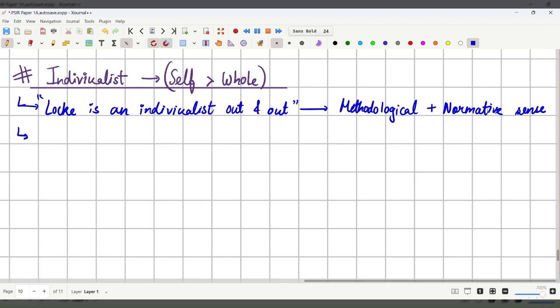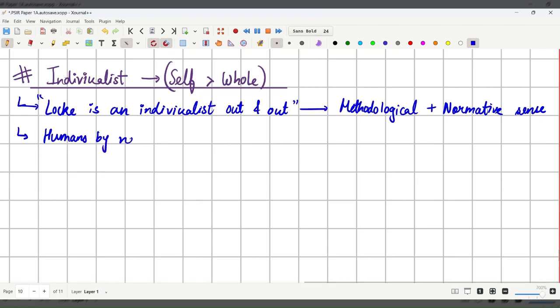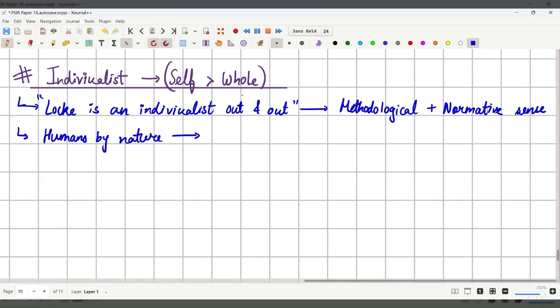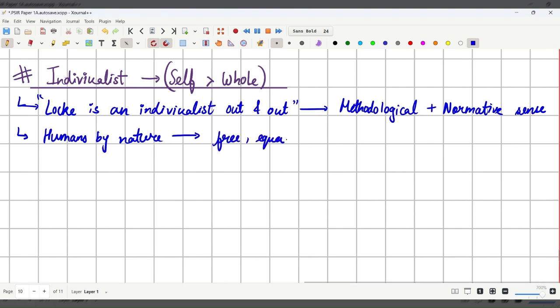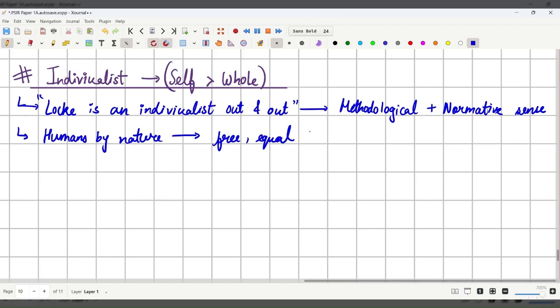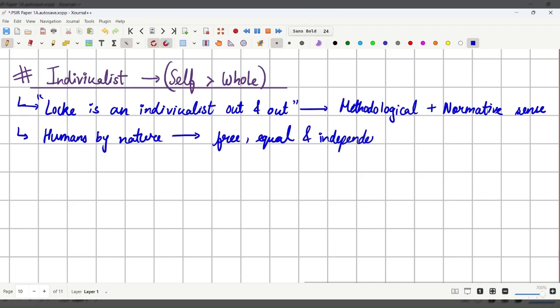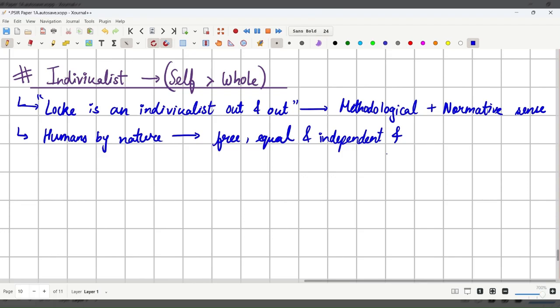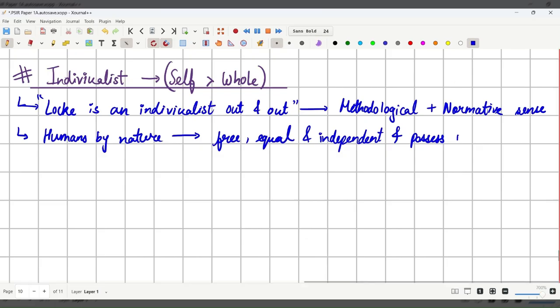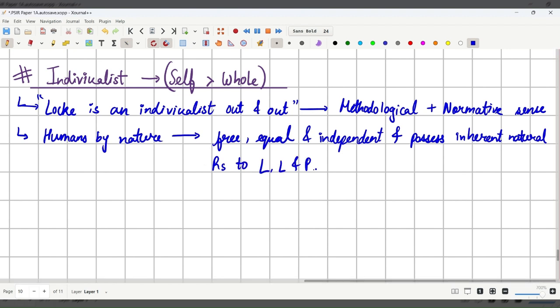So basically, his individualism is rooted in the belief that individuals by nature, and here you can link his human nature, humans by nature, according to him, are free, equal, and independent, and possess inherent natural rights to life, liberty, and property, that exist prior to the state.